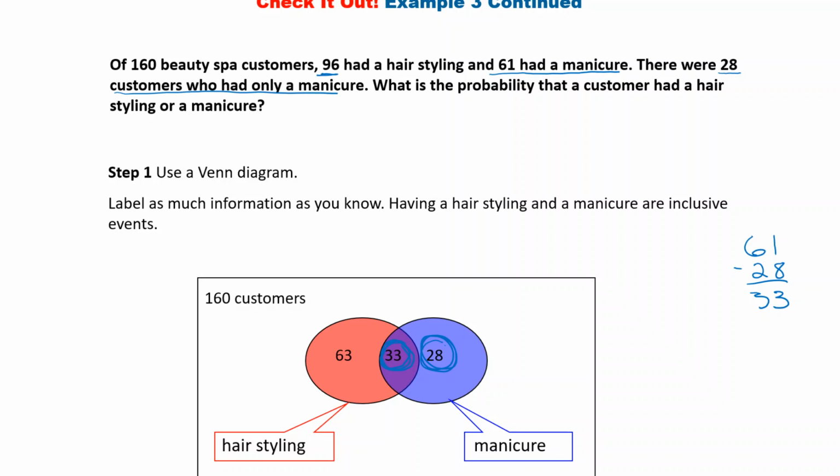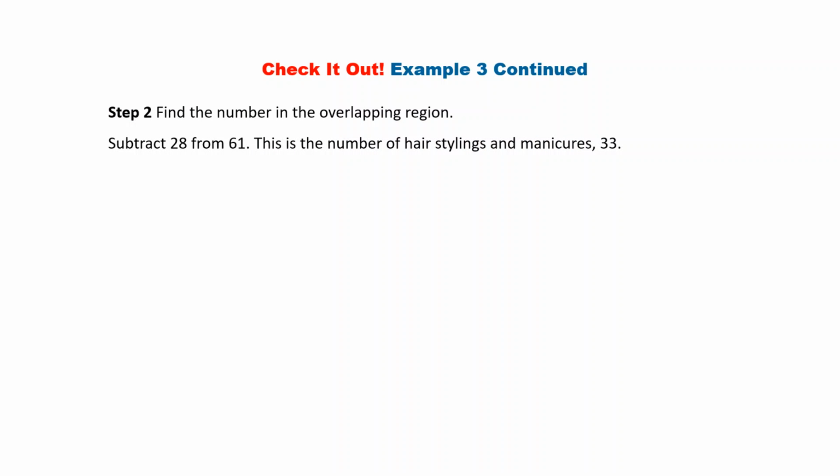So now if I know that I had 96 hairstylings and 33 of them were manicures, 96 minus 33 equals 63. So that's where I get my 63. 63 people just had hairstyling, 28 just had manicures, but 33 had hairstyling and manicures, so they're in the middle of our Venn diagram. Now we already have all of the information that we need. We're going to use this plus this, and then subtract those that are in the middle, the 33 in the middle.